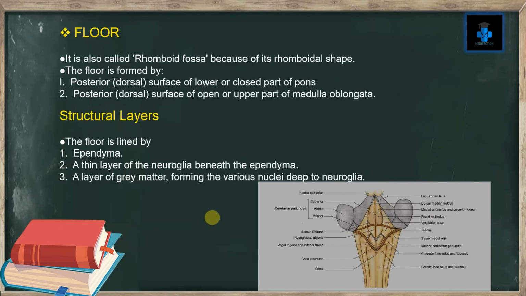Floor. It is also called the rhomboid fossa because of its rhomboid shape. The floor is formed by the posterior surface of the lower or closed part of the pons and the posterior surface of the open or upper part of the medulla oblongata. Structural layers. The floor is lined by number 1, ependyma, number 2, a thin layer of neuroglia beneath the ependyma, and number 3, a layer of gray matter forming the various nuclei deep to the neuroglia.